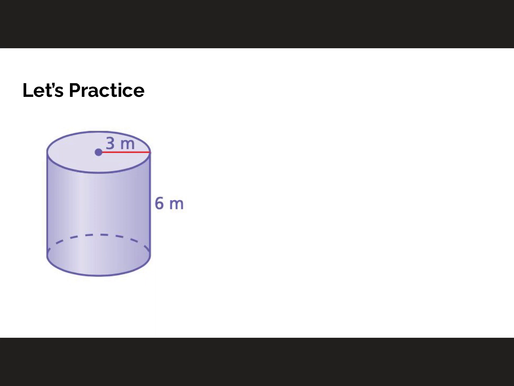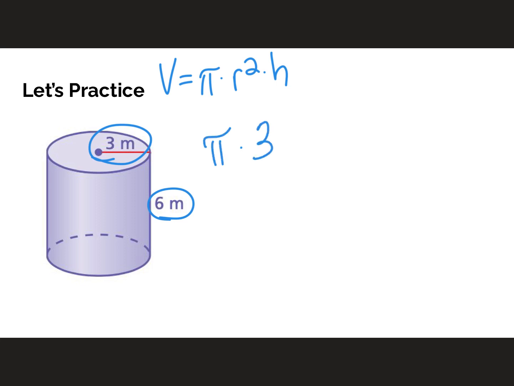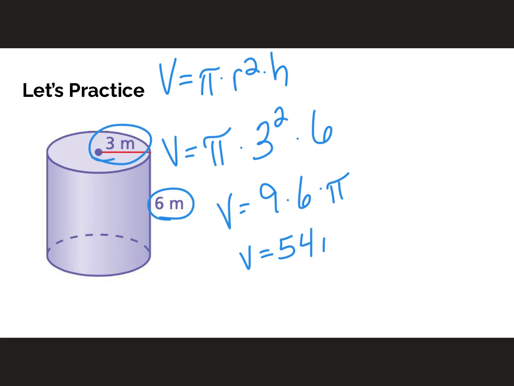Okay, so here's another one. Again, volume equals pi times our radius squared times our height. So here is our radius, here is our height. So pi times 3 squared times 6. So our volume equals 9 times 6 times pi. Remember, the order doesn't matter because it's all multiplication. 9 times 6 is simply 54. So my volume is 54 pi if they ask for the exact answer.